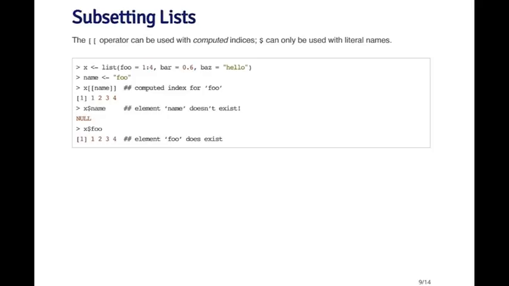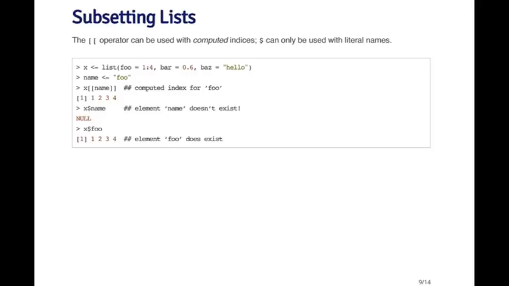So for example, here I've got a list with 3 elements, foo, bar, and baz, and then I create a variable called name, which is actually the string foo. So if I use the double bracket operator on this variable here, notice that there's no element in the list that has the name "name" in it, but there is an element of the list that has the name foo in it. So now when I pass this variable called name into the double bracket operator, it returns me the element that was associated with foo, because that's what the value of the name variable is.